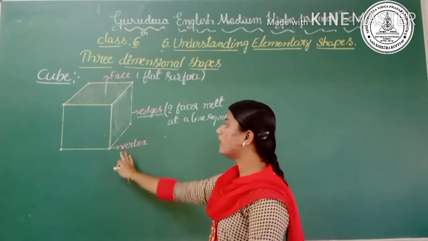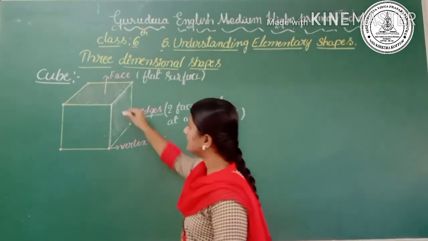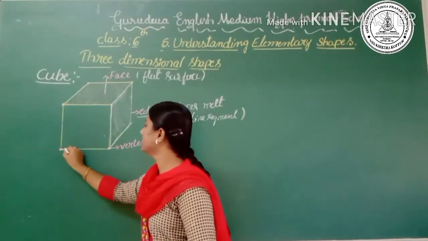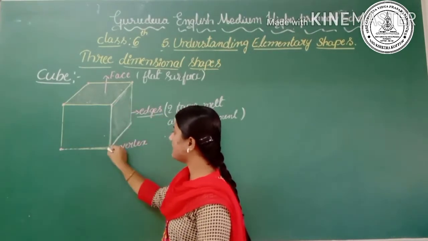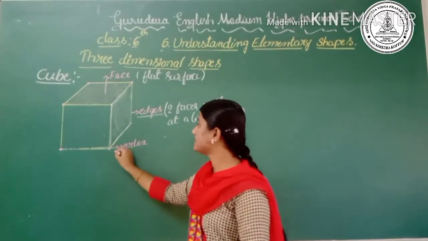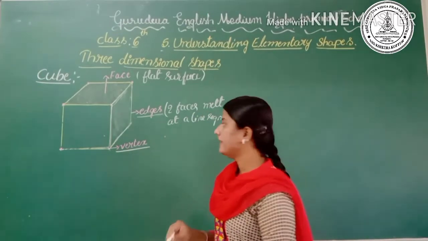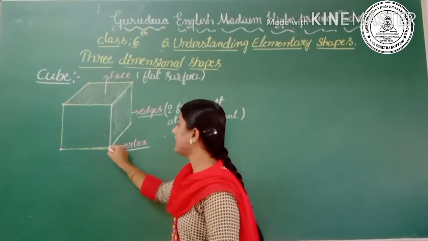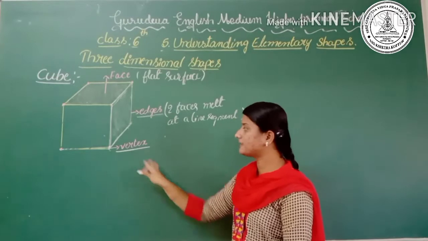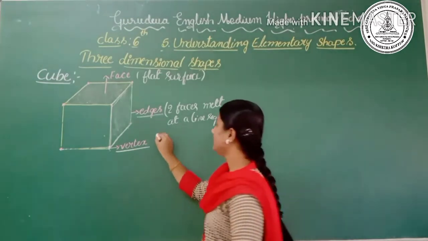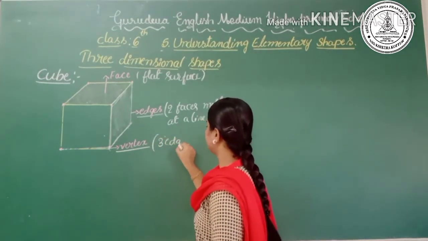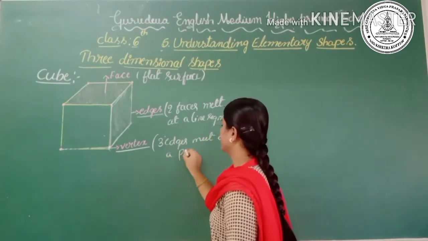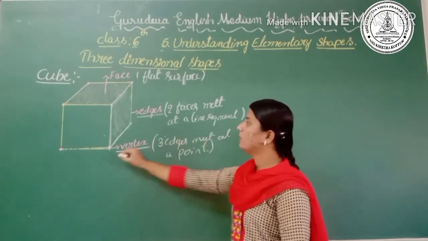Then next, a vertex. Here is one of the edges, here is another edge, and here is another edge. If three edges of a cube meet at one point, that point is called its vertex. Three edges meet at a point, and that is called a vertex.